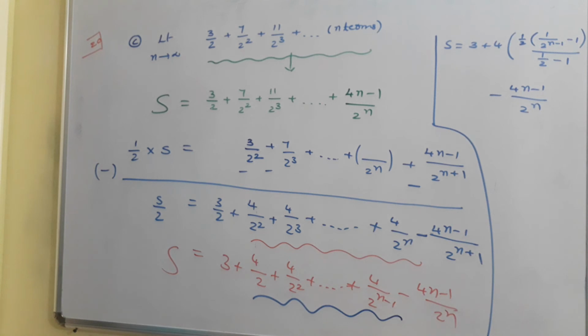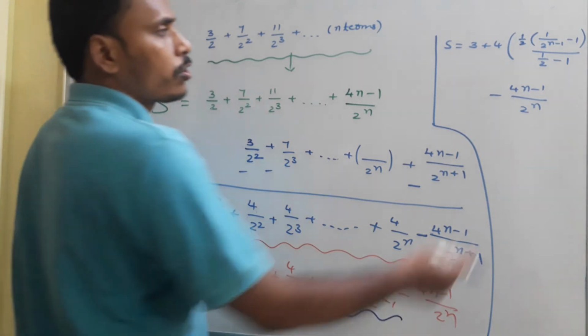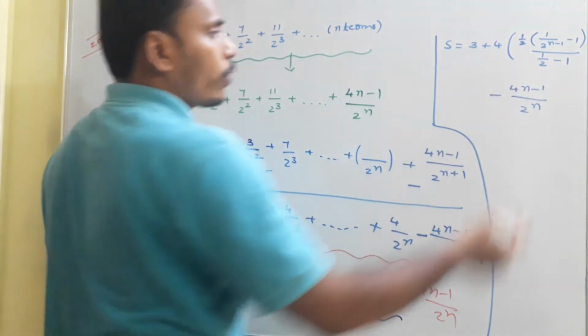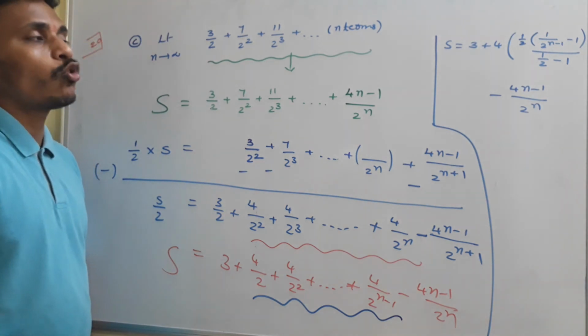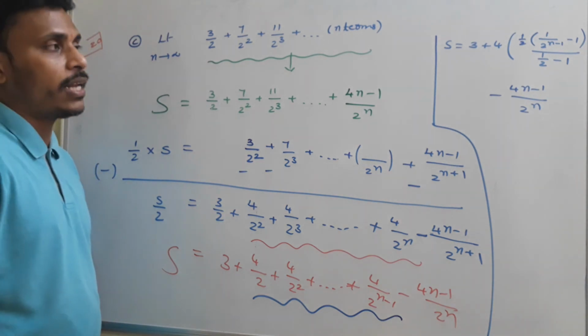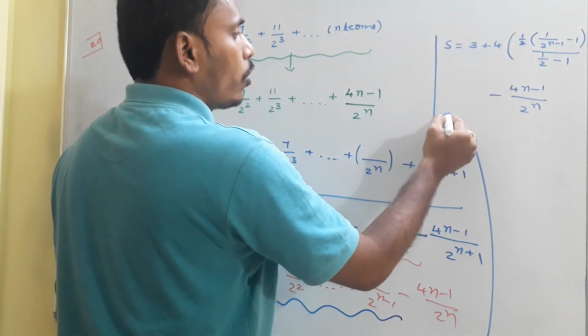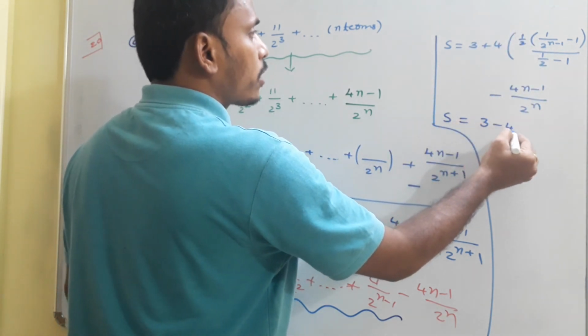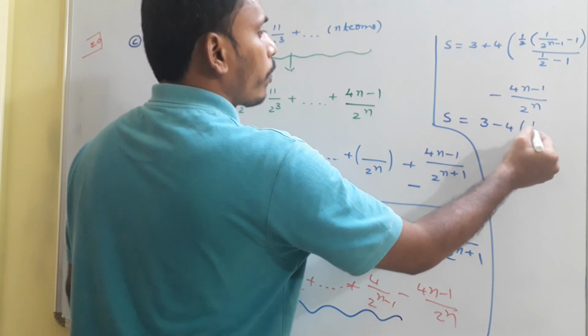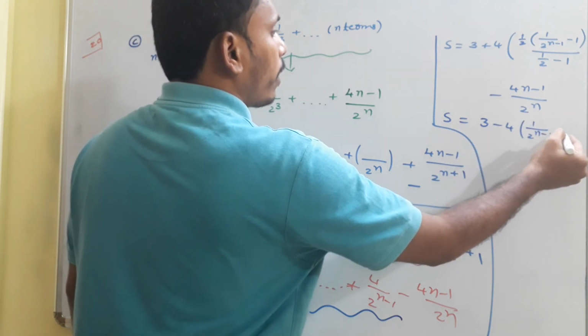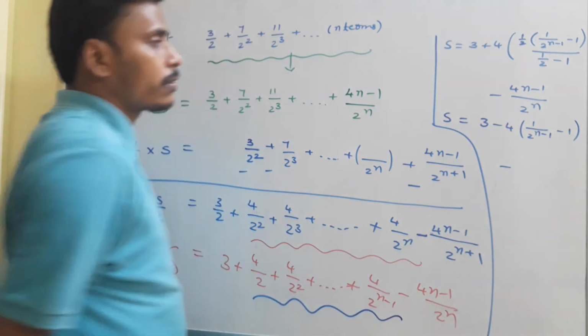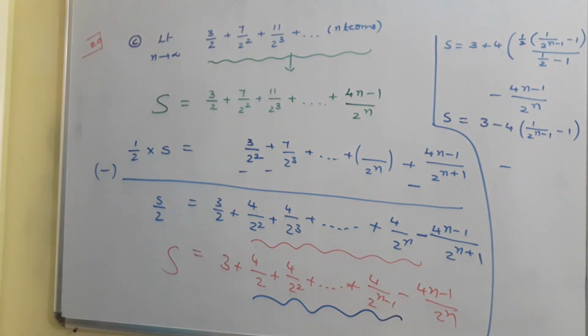Okay, what we need to do? Just try to simplify. 1 by 2 minus 1 is how much? 1 by 2 minus 1 is minus 1 by 2. In the numerator we have 1 by 2, those two will get cancelled out with 4. So S is equal to 3 minus 4 into (1 by 2 power n minus 1 minus 1) minus (4n minus 1) by 2 power n.